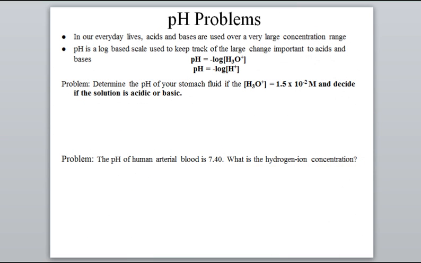Okay, let's go ahead and practice what we just learned. Go ahead and do the first practice problem. Pause the video, give it a try, unpause the video when you're ready to check your answer.